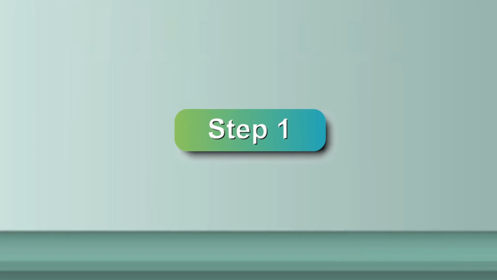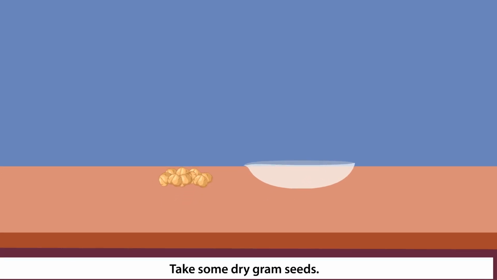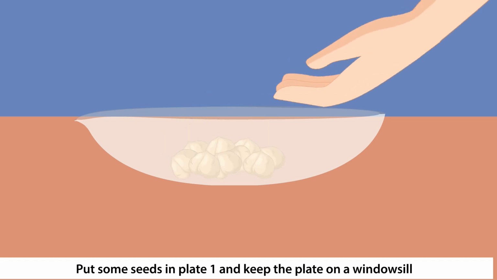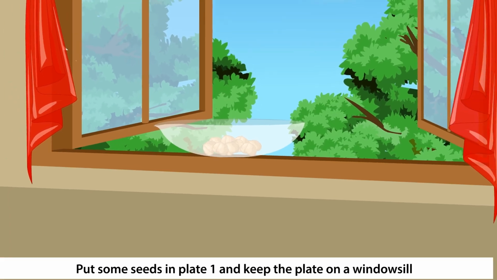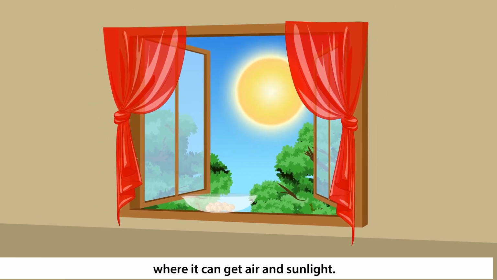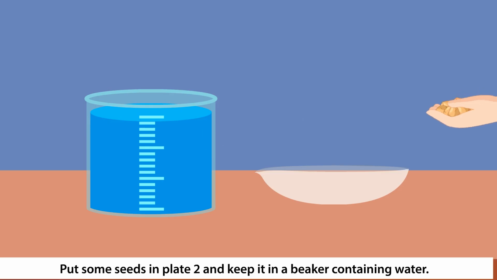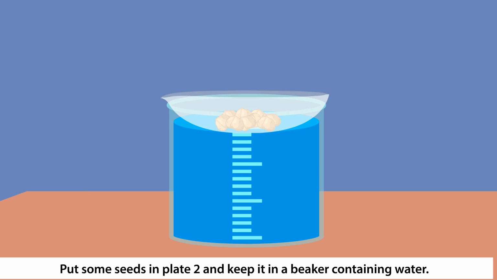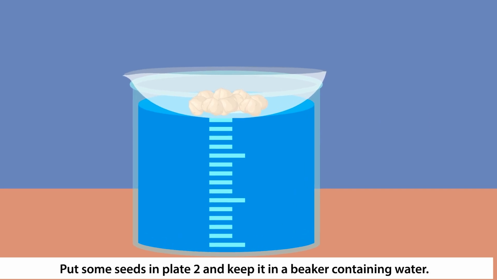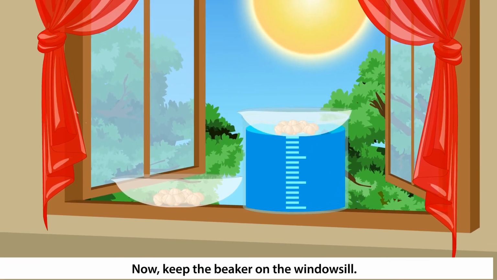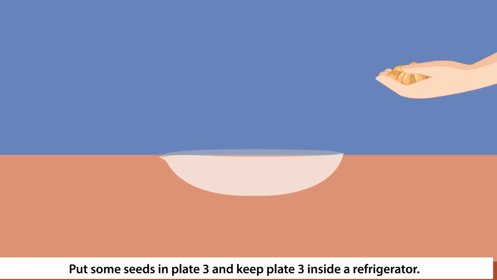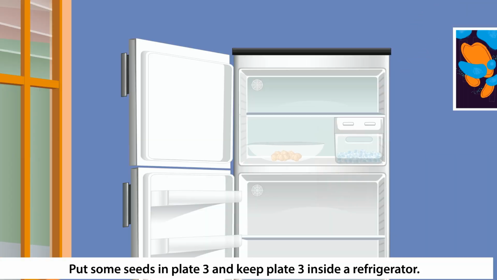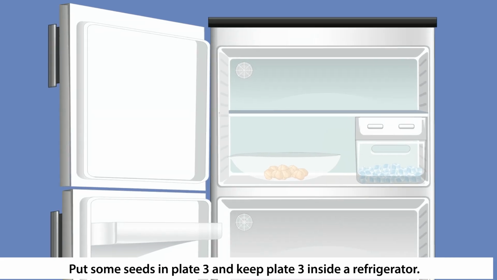Procedure. Step 1. Take some dry gram seeds. Put some seeds in plate 1 and keep the plate on a window sill where it can get air and sunlight. Step 2. Put some seeds in plate 2 and keep it in a beaker containing water. Now keep the beaker on the window sill. Step 3. Put some seeds in plate 3 and keep plate 3 inside a refrigerator.